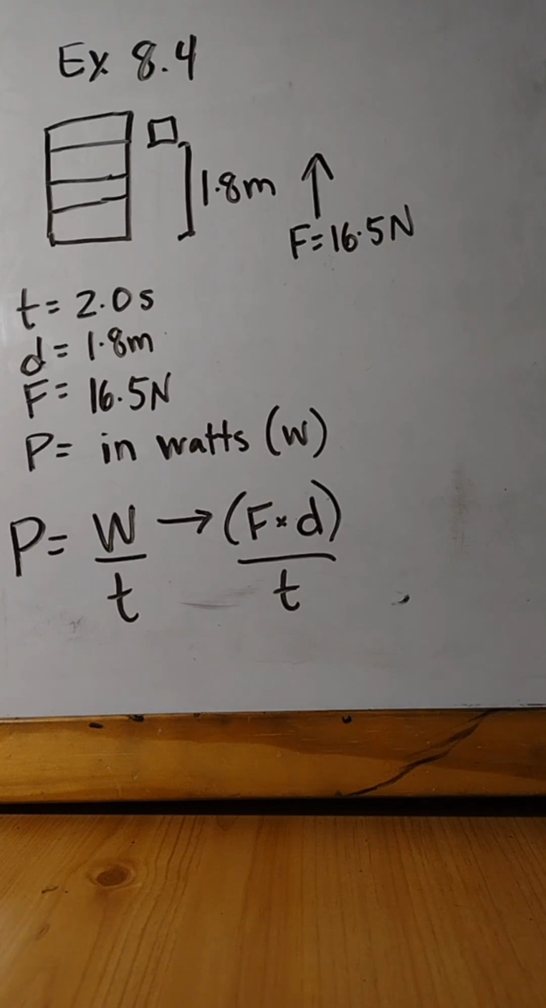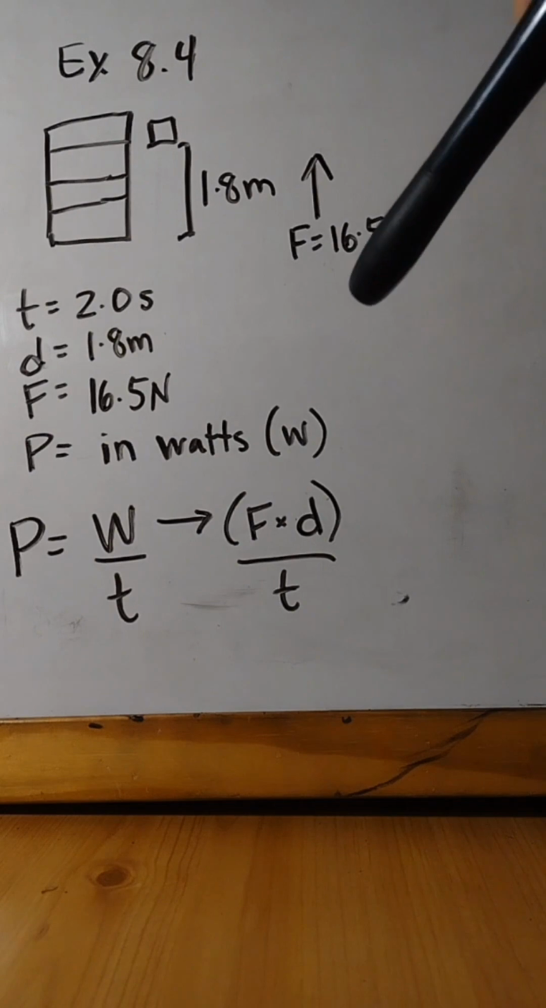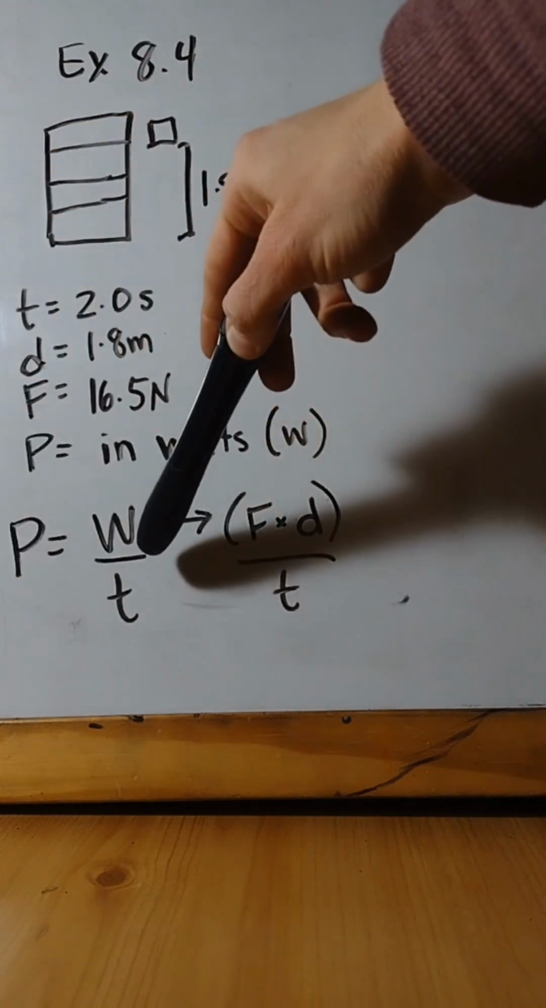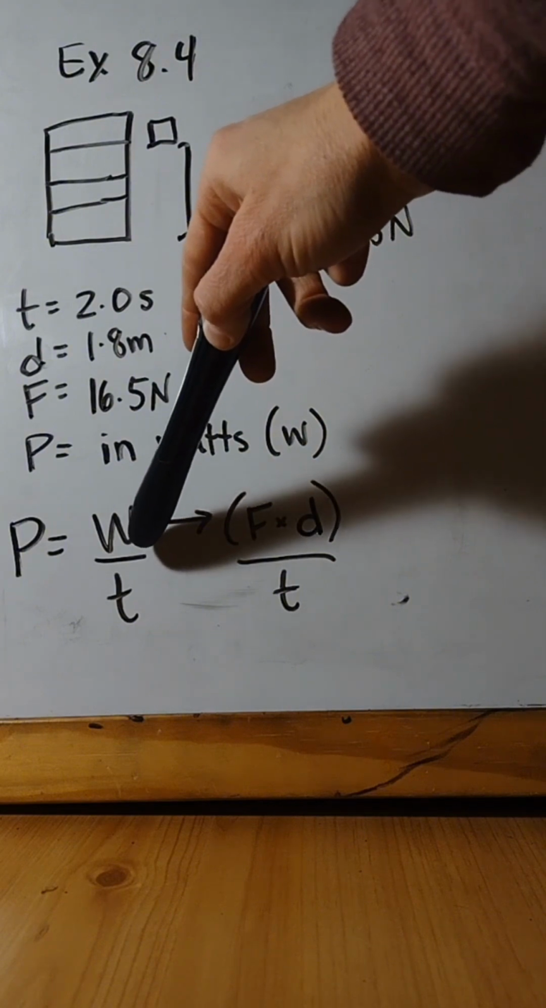Example 8.4: you lift a book from the floor to a bookshelf 1.8 meters off the floor using a force of 16.5 newtons. You lift the book in 2 seconds. How much power in watts did you use? So you list your knowns, okay? Notice that you have your power in watts, and that's a W, but in your equation, this W represents work.